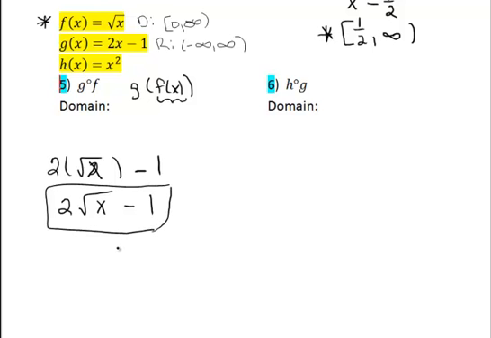Now we need to get the domain of g of f. Well, the domain in this particular case is strictly greater than or equal to 0 because of the square root. So just looking at this part of the problem, the domain is 0 to infinity. We need to find the intersection of this domain and this domain. Well, they're exactly the same. So the domain of this function is 0 to infinity.